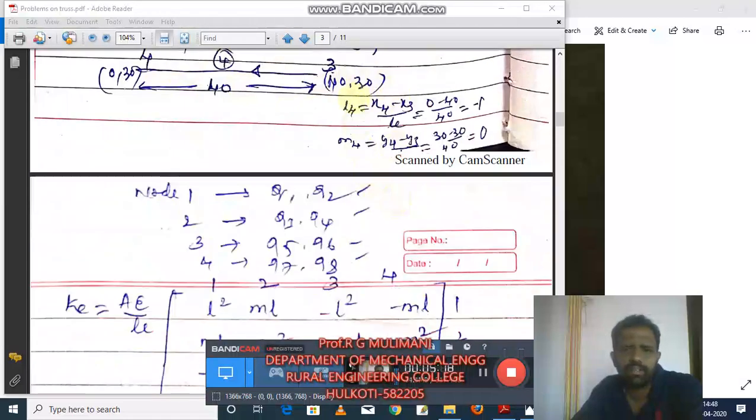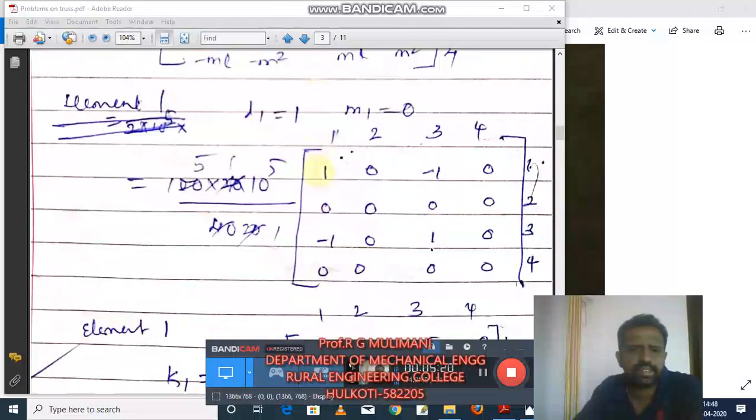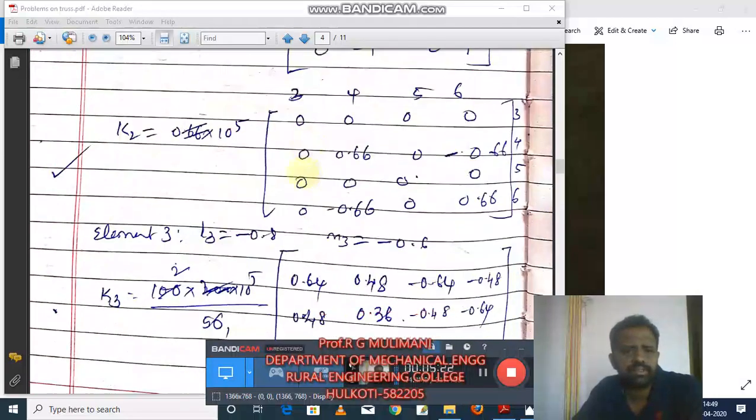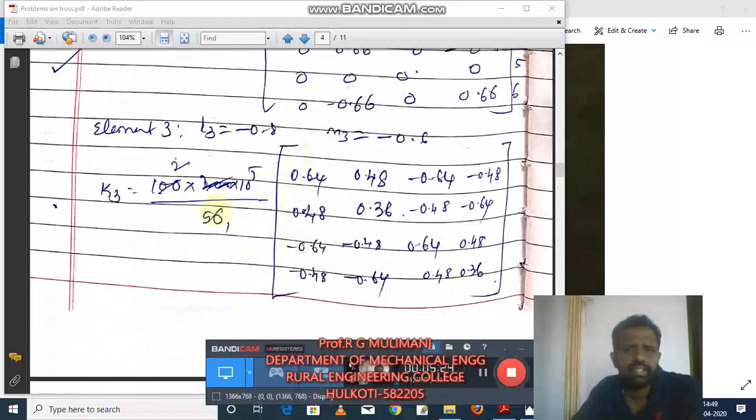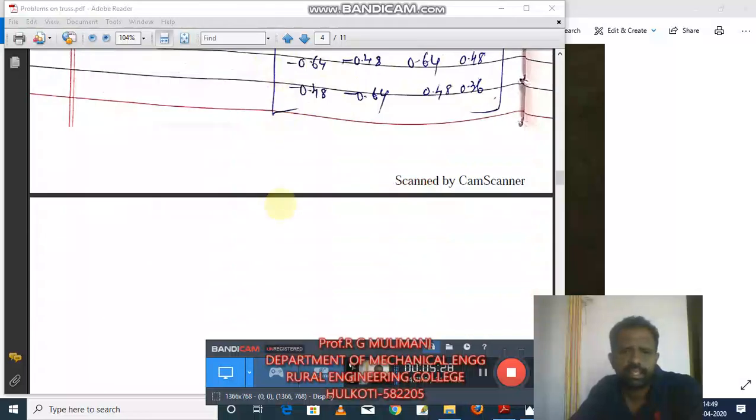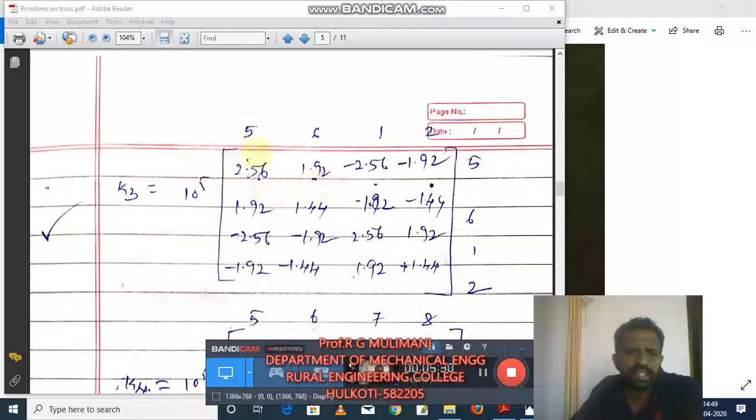Similarly, for element 4, okay, already the direction coefficients for all the elements are calculated. You just need to substitute the values in the stiffness matrix equations. So, similarly, K3 is calculated here. K3. What is 5, 6, 1, 2 here? Why is it 5, 6, 1, 2?